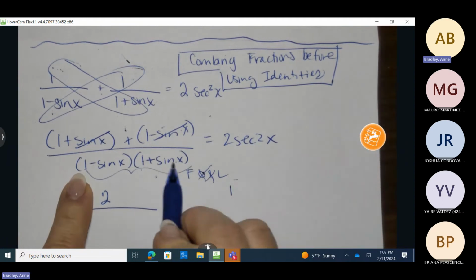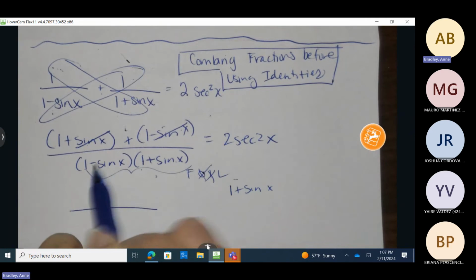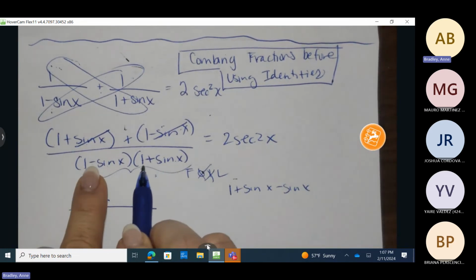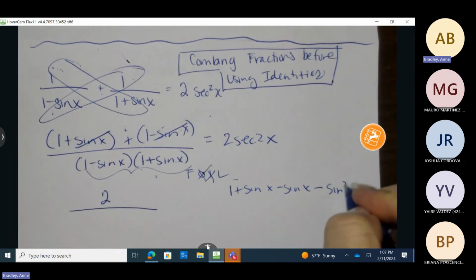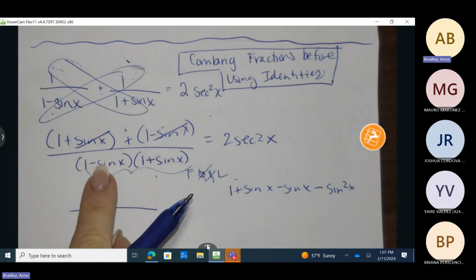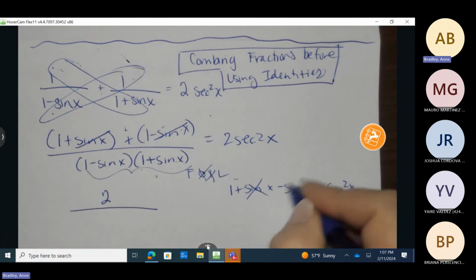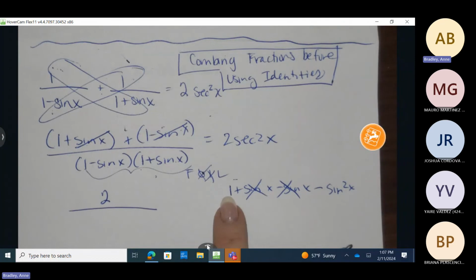Fronts would give you 1. Outside is a positive sine of x. Inside is a negative sine of x. And when I multiply the last, I have a negative times a positive is a negative, and sine times sine is sine squared. This will always happen when both parentheses are exactly the same except for the sign in between the two groups. The two middles, the O and the I of FOIL, you don't have to do because they are always opposite of one another. So on the bottom, I'm left with 1 minus sine squared.